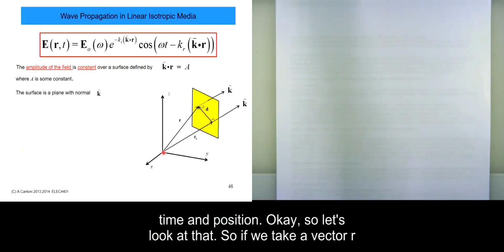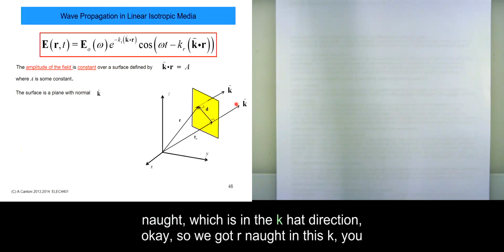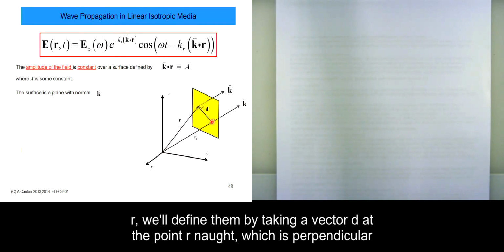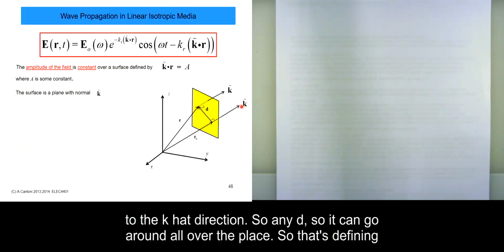So if we take a vector r naught, which is in the k hat direction, the unit vector k, then we can define all these other vectors r by taking a vector d at the point r naught, which is perpendicular to the k hat direction. So any d can go around all over the place.